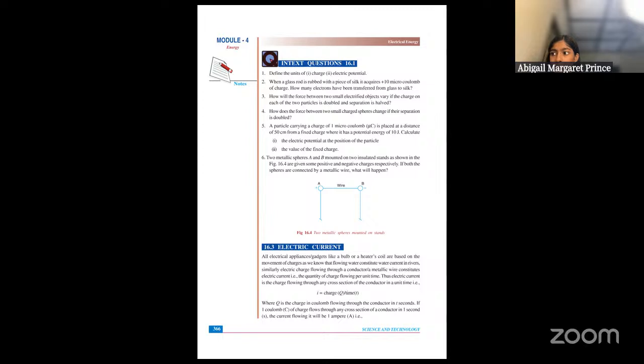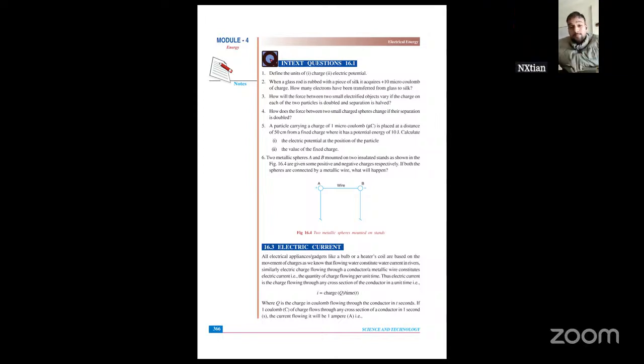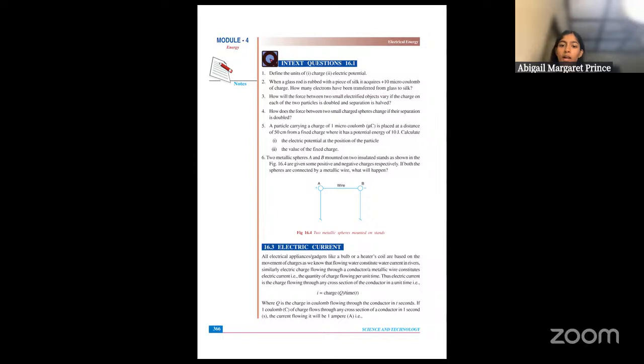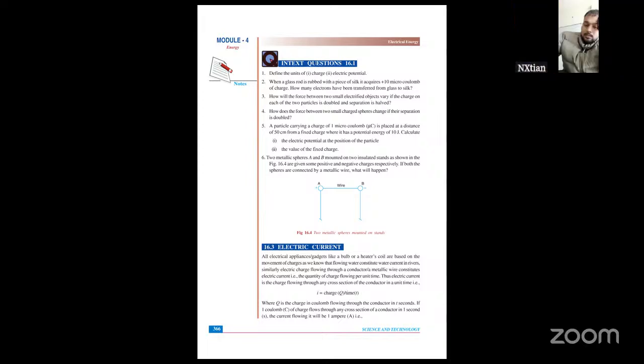Sir, how do you know, when you rub two items together, which will become negative and which will become positive? Basically, this is called the work function or threshold potential. It's basically an 11th class concept.